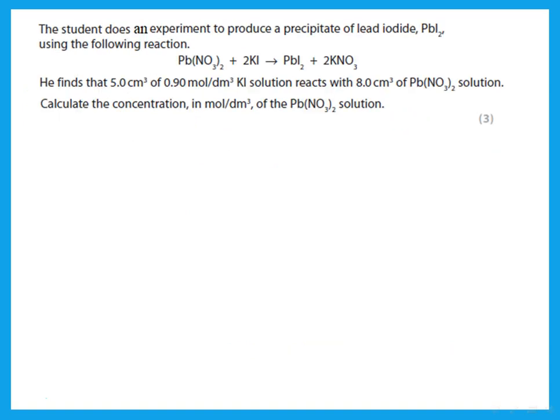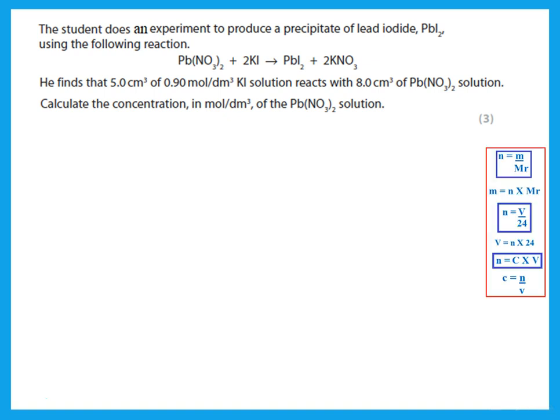Okay? A similar question here says he finds that 5 centimeter cubed of 0.90 mole per decimeter cubed of potassium iodide solution reacts with 8 centimeter cubed of lead nitrate. Calculate the concentration of lead nitrate. Again, let's go through this very quickly. The first thing I need to do is get the number of moles of what he tells me about. So he's telling me about potassium iodide. Number of moles of potassium iodide in solution is concentration times volume. So the concentration times the volume divided by 1,000 gives me the number of moles of potassium iodide.